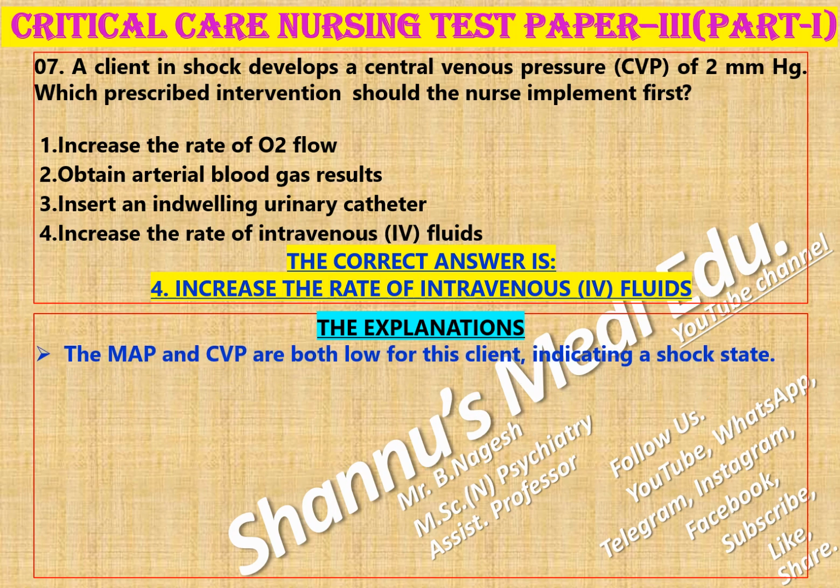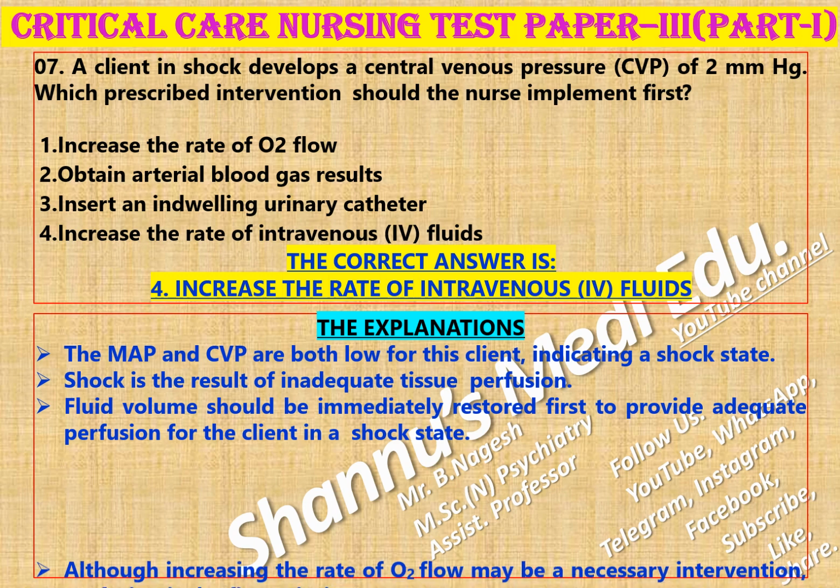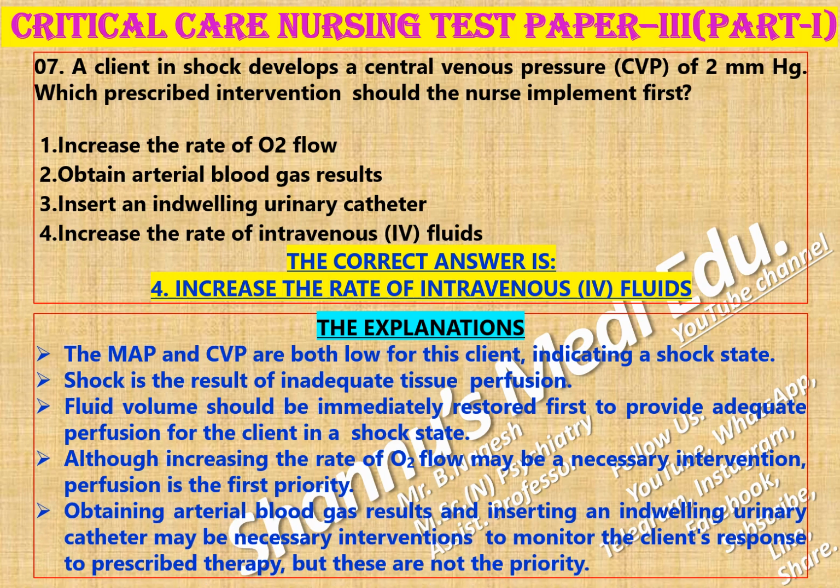The explanation of this question: the MAP and CVP are both low for the client, indicating a shock state. Shock is the result of inadequate tissue perfusion. The fluid volume should be restored immediately first. Although increasing the rate of the O2 flow may be a necessary intervention, perfusion is the first priority.